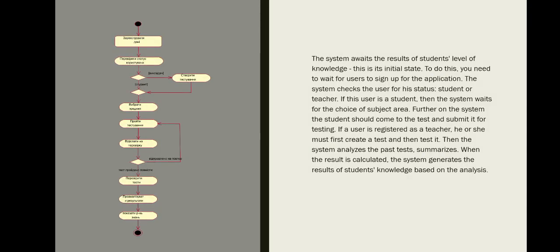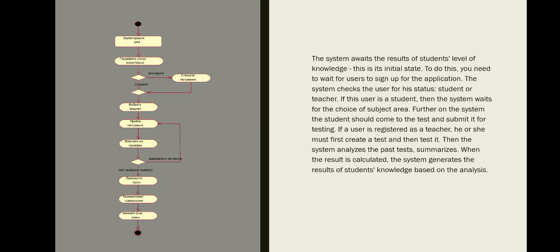The system awaits the results of students' level of knowledge. This is its initial state. To do this, you need to wait for users to sign up for the application. The system checks the user for his status, student or teacher. If this user is a student, then the system waits for the choice of subject area. Further, the student should come to the test and submit it for testing. If a user is registered as a teacher, he or she must first create a test and then test it. Then the system analyzes the past tests and summarizes. When the result is calculated, the system generates the results of students' knowledge based on the analysis.